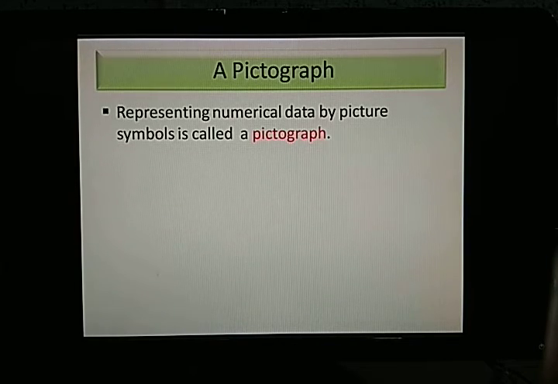Say for example that in the earlier slide we have seen numerical data that has been given to us, that is the number of students who were present during a week in the classroom. Say that data is given to you and you are asked to represent it pictorially. If we represent it with the help of pictures, then that representation will be called a pictograph. So let us see another example of a pictograph.